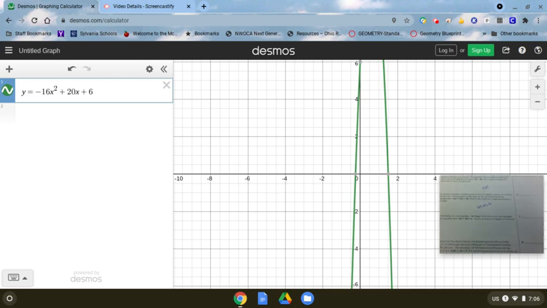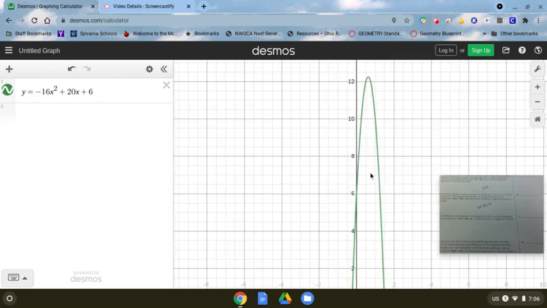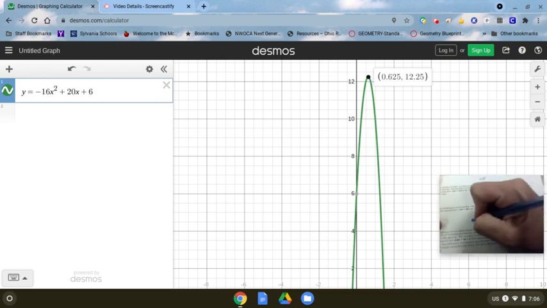Okay, so does she go 14 feet? Let's check and see if she goes 14 feet. Let's check her maximum height. Her maximum height is at the vertex. Click on it, 12.25 feet. So at 0.625 seconds, not even a second, she has jumped 12.25 feet. Did she reach 14 feet? The answer is no. 12.25 feet is her maximum height. So she did not reach 14 feet.